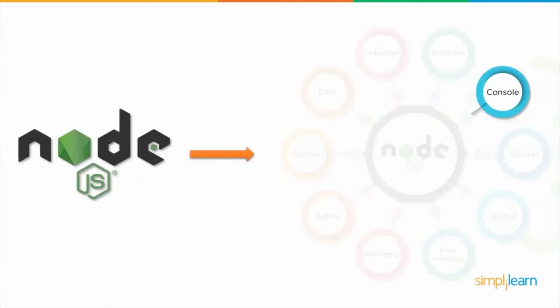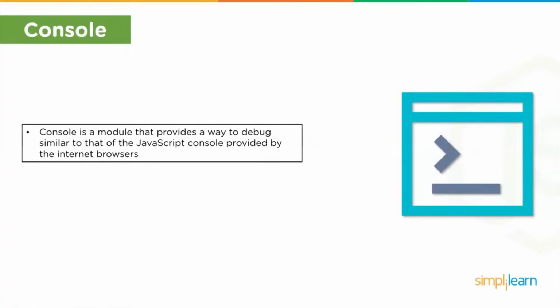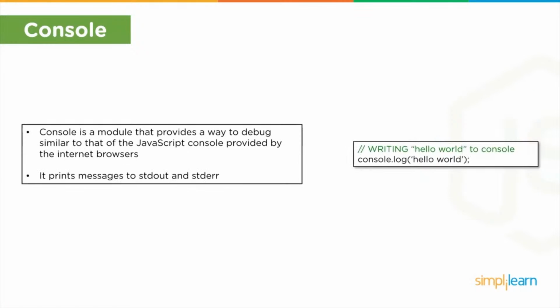Next up, we have console. The console module provides a simple debugging console that is similar to the JavaScript console mechanism provided by web browsers. The console can print messages to stdout to print standard output messages and stderr to print error messages.